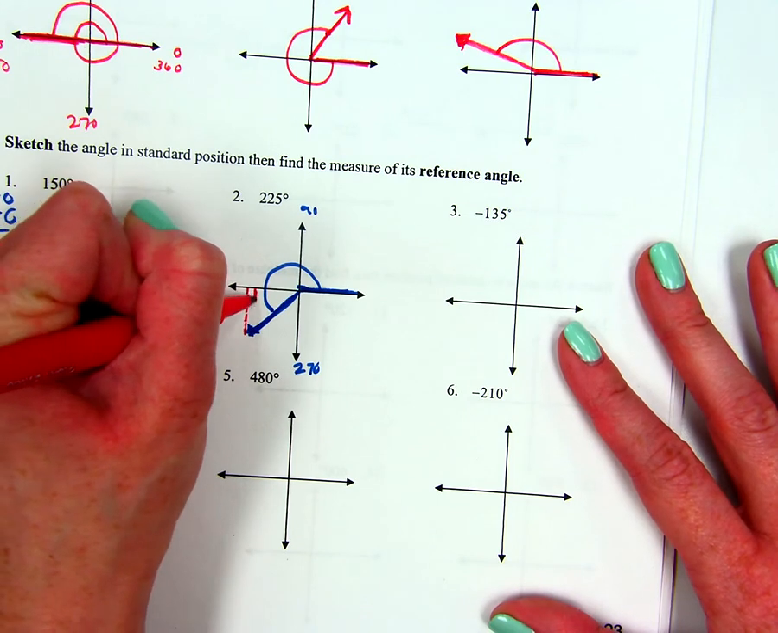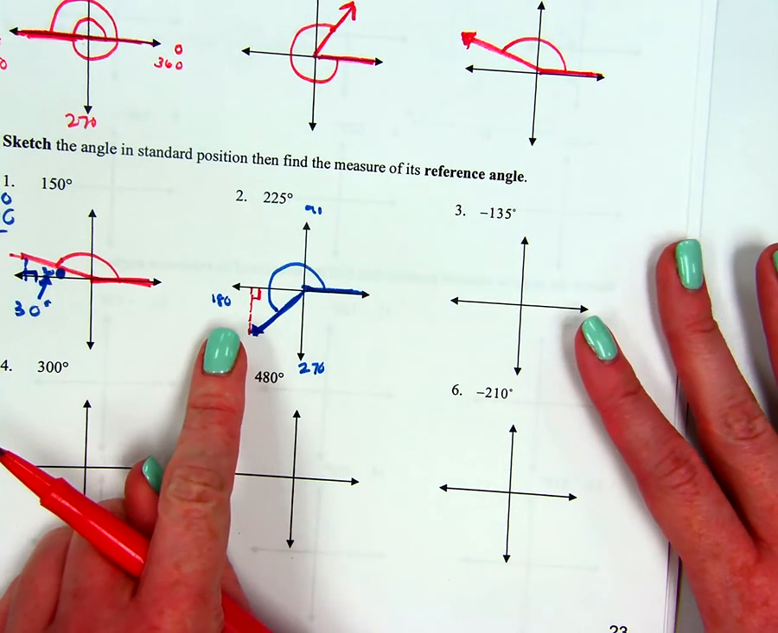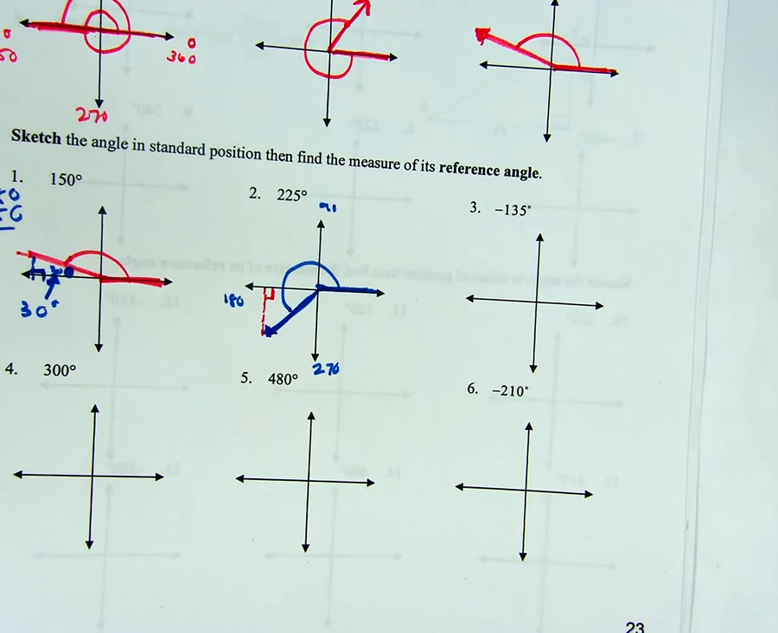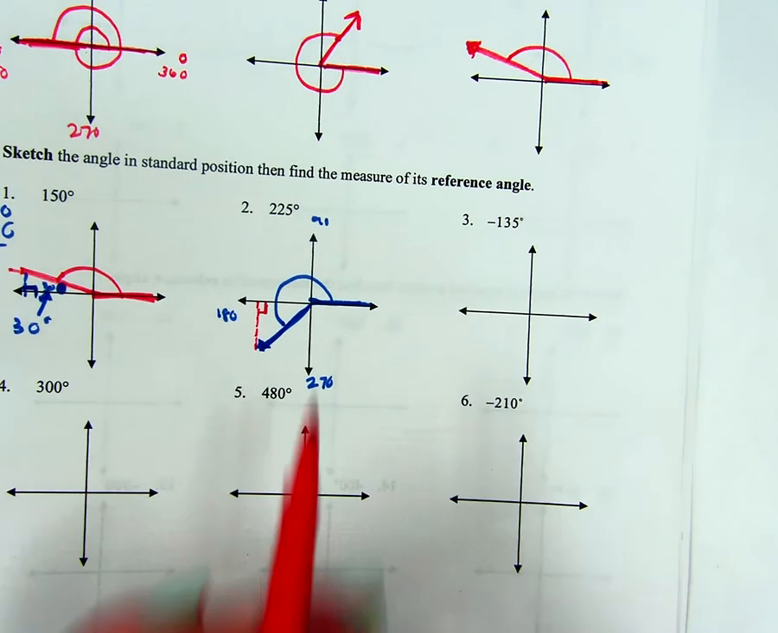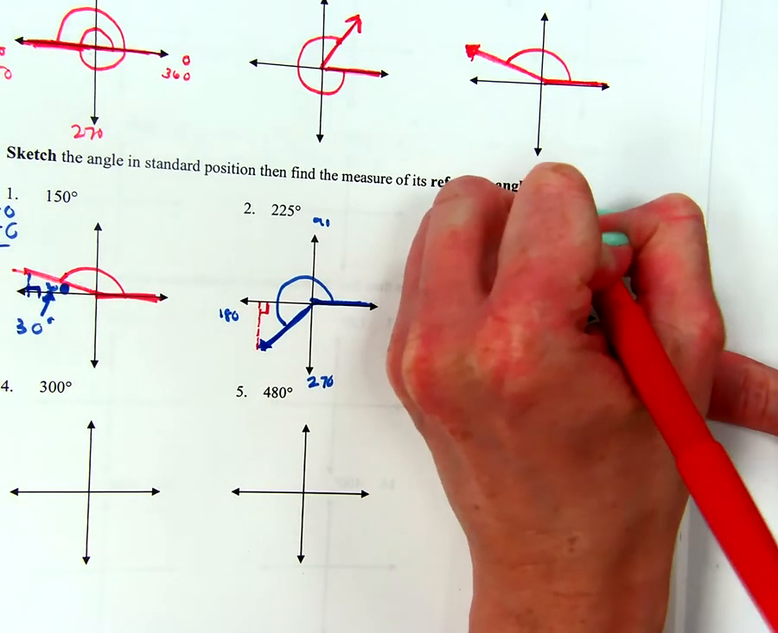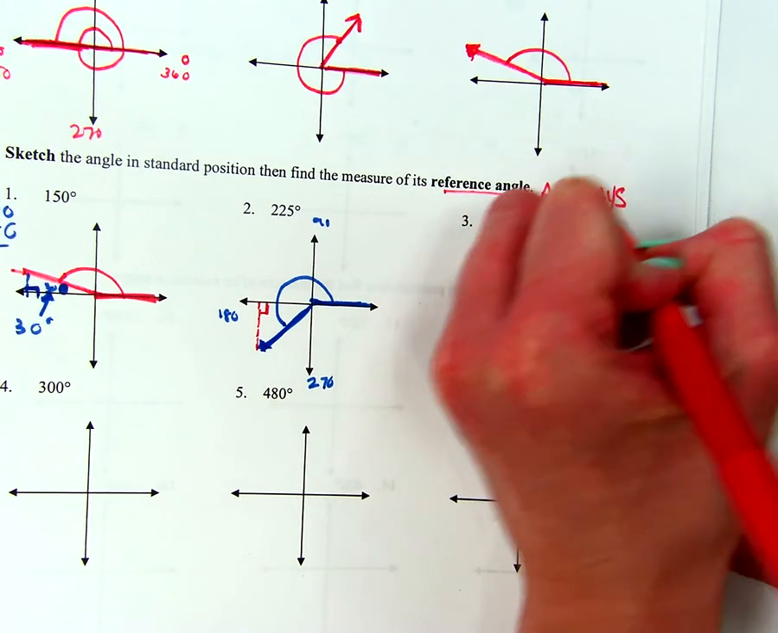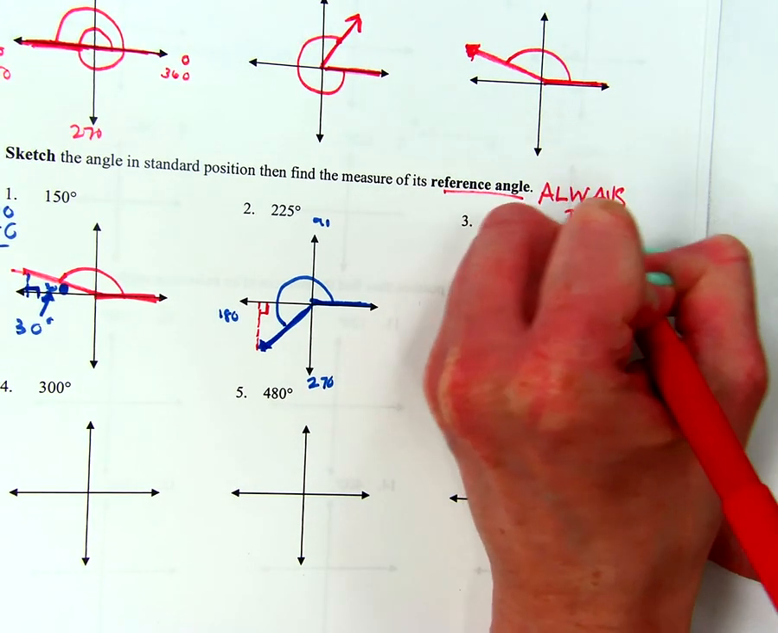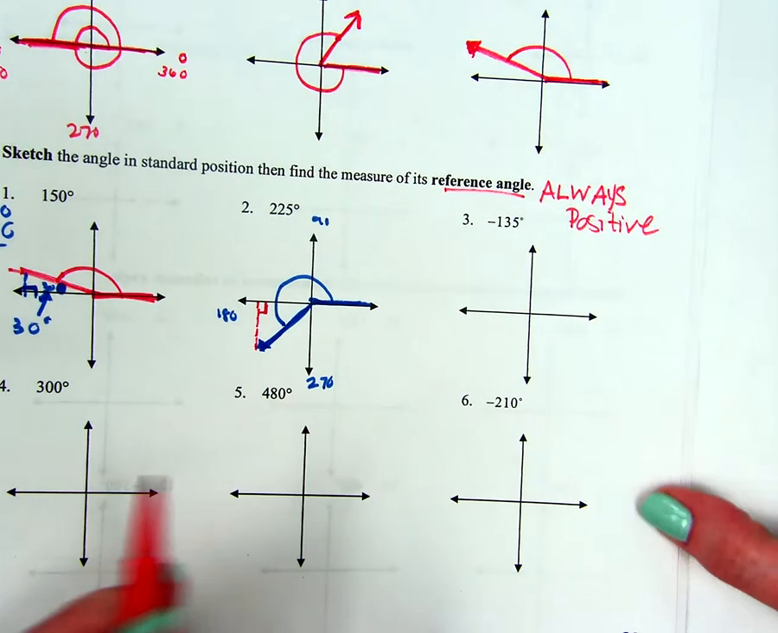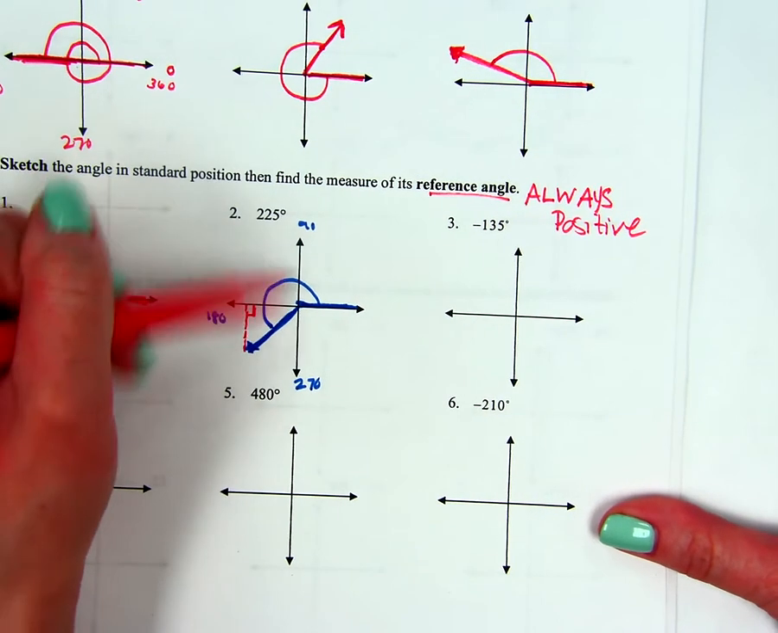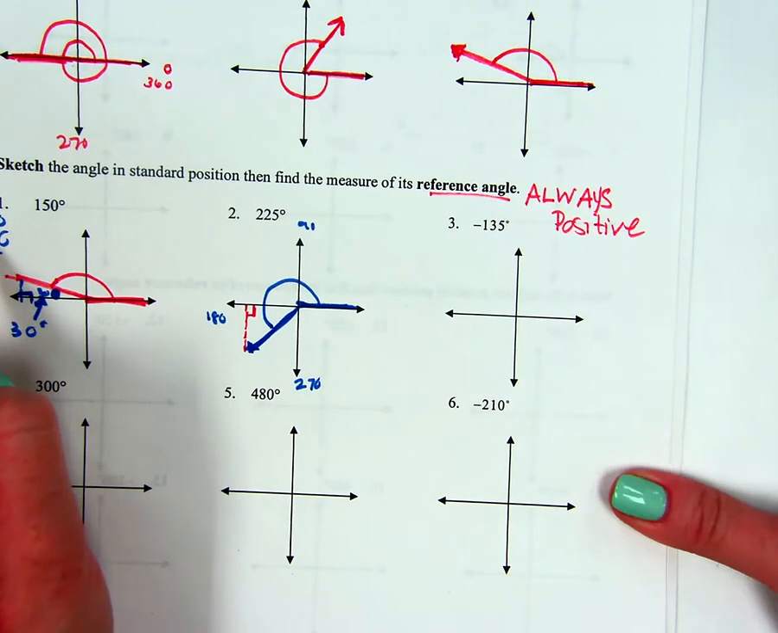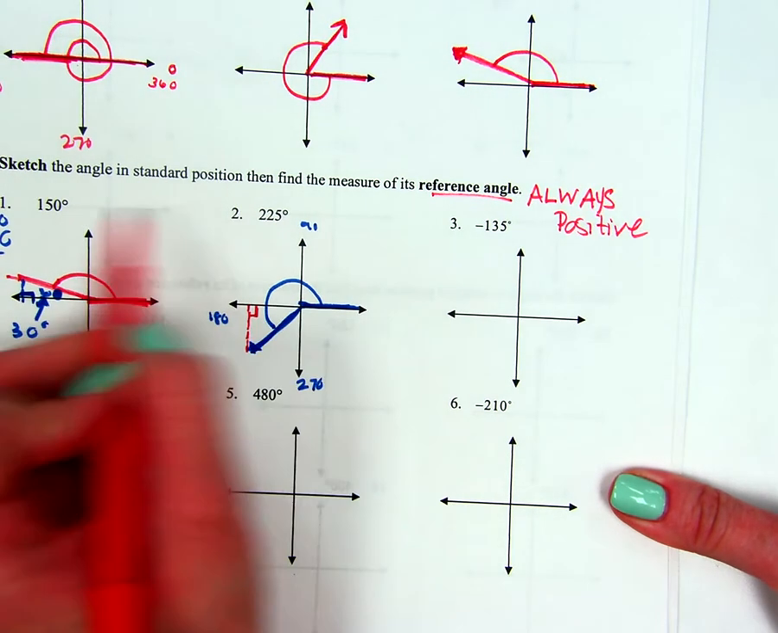Always to the x-axis, so I know that that's a right triangle. And so for the x-axis, I'm going to do the same thing again. I'm going to subtract. Now, one thing you have to remember, I'm going to give you guys a hint. Your reference angle is always positive. So that means we're on the left-hand side of my y-axis, so I'm going to use 180 again, just like I did on number 1.